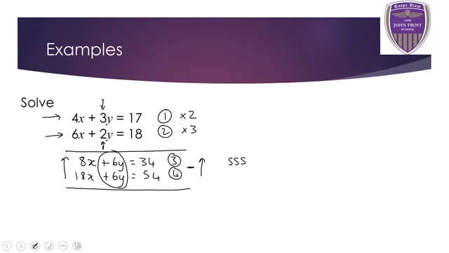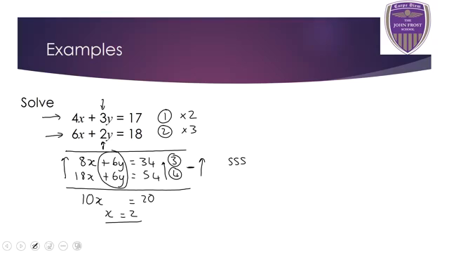18x take away 8x gives me 10x. 6y take away 6y gives me 0y. And 54 take away 34 gives me 20. Now I can solve this simple one-step equation. How many 10s are in 20? It's 2. So I have found that x equals 2.